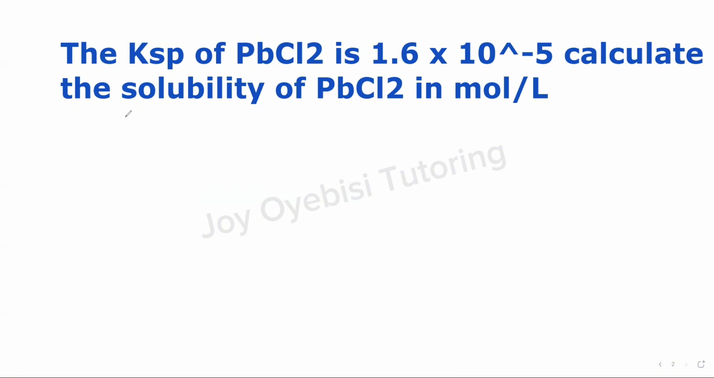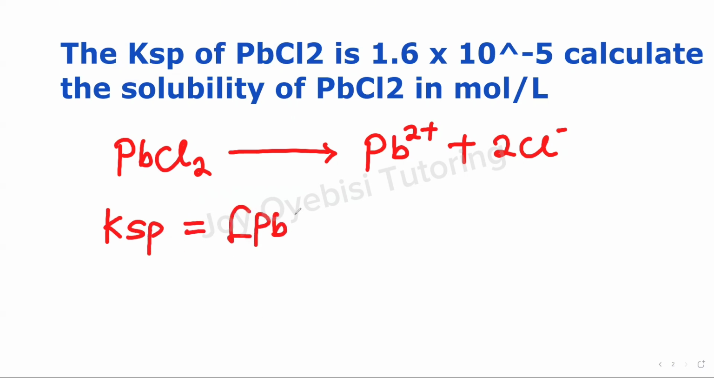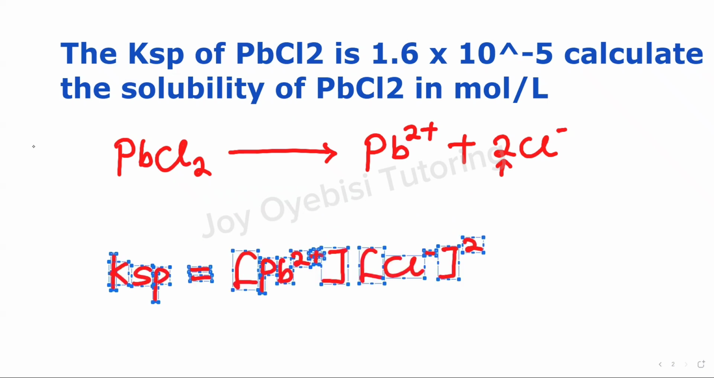So the first thing you would do, again, is to write out the dissolution equation, okay? So PbCl2 will dissociate into Pb2+ and 2Cl-. So the Ksp expression, which is the next step, is going to be equal to Pb2+ times Cl- raised to the power of 2 because of this 2 here. Now we have the expression written.